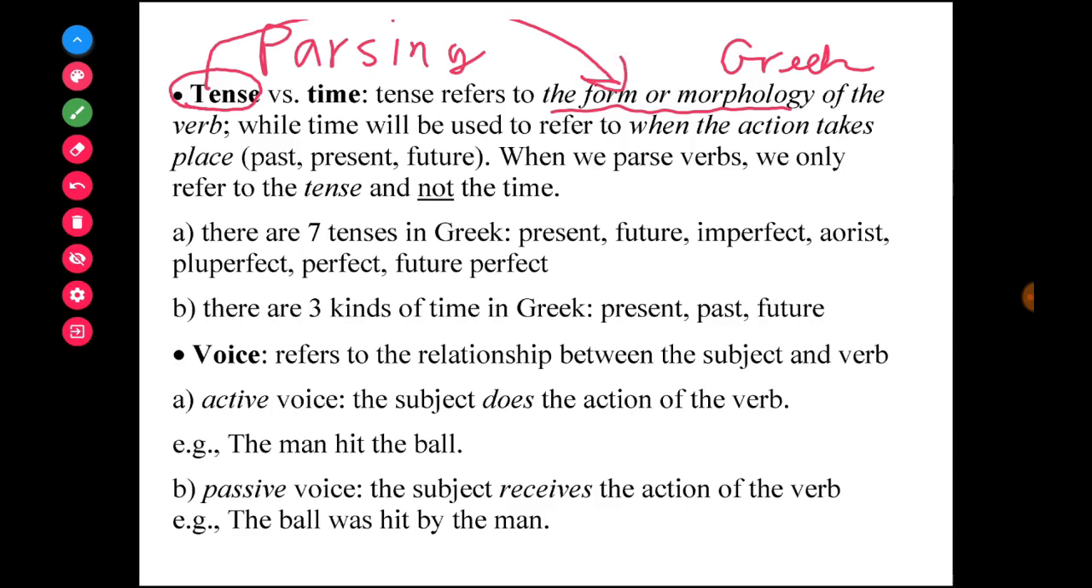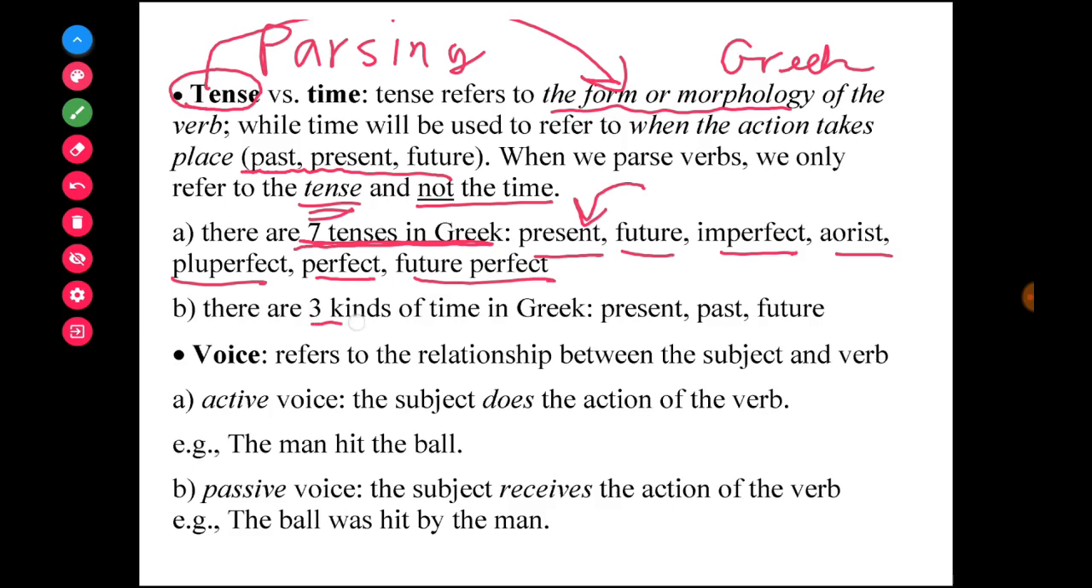While time will be used to refer to when an action takes place, we talk about the three times in English as past, present, and future. When we parse verbs, we only refer to the tense and not the time. And there are 7 tenses in Greek. We have the present tense, the future, the imperfect, the aorist, the pluperfect, the perfect, and the future perfect. For chapter 16, we'll be introducing one form of the present tense, that's the present active indicative. And then in chapter 17, we'll introduce the middle and passive forms.